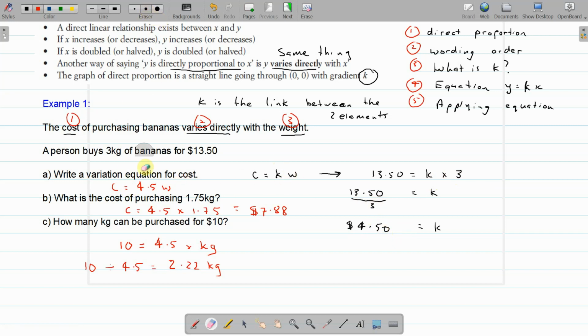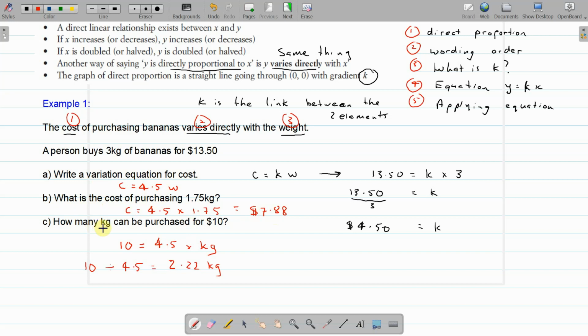So then we can rewrite this looking like this. In fact, I'll just redo that. Now we know what K is. It's 4.5 times W. That's the variation equation. Then we can use this to work out these other two things. So this first question after that, cost, what's the cost? We don't know what the cost is, but we know what the link is, and we know what the weight is. Link times the weight equals cost.